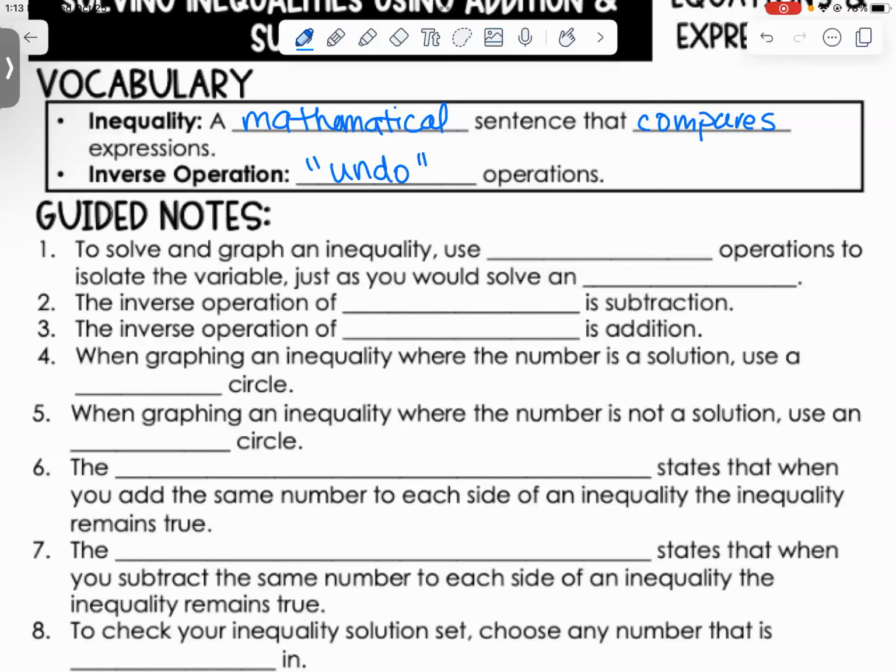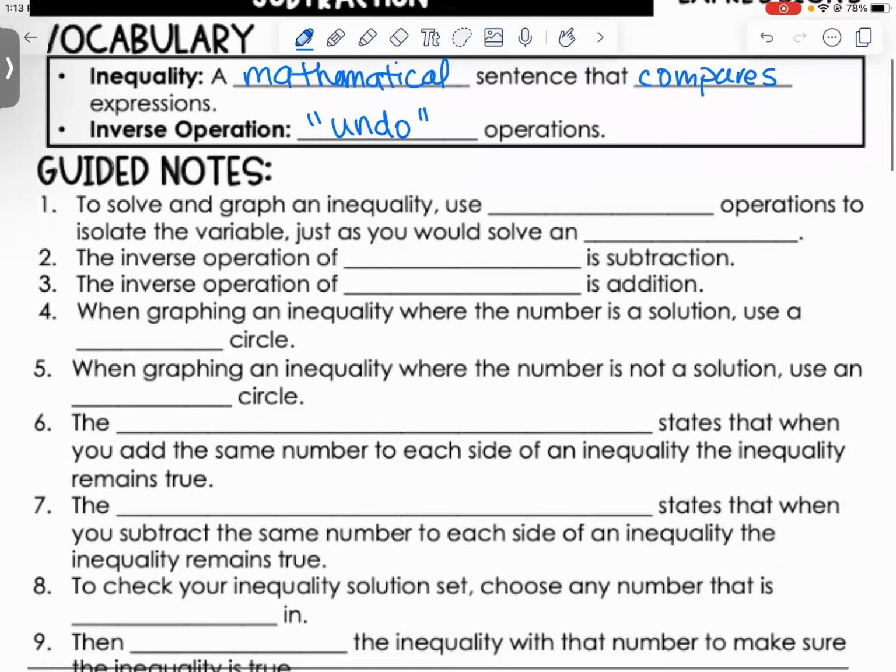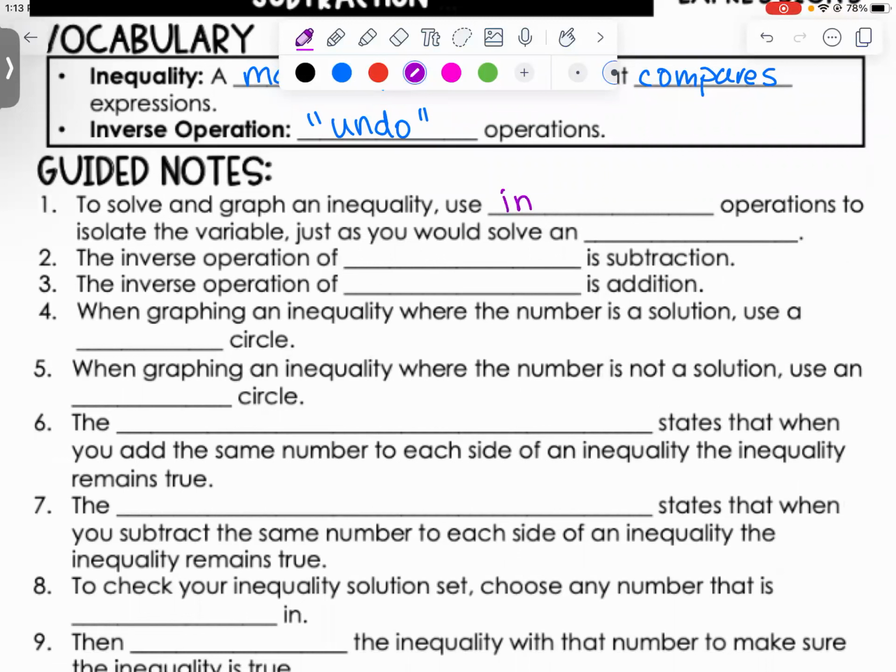If we have an inequality, we are going to use inverse operations just like we were solving an equation. And I'm going to say most of the time it works out the exact same. There's one little thing that gets a little weird that we're going to talk about on Friday. Otherwise, it's just like solving equations. We just have an inequality sign instead of an equal sign.